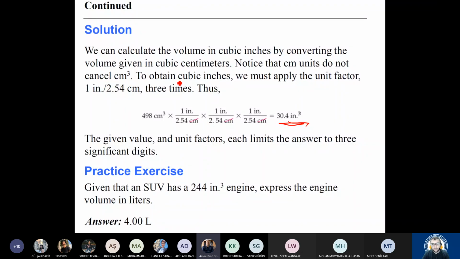Also in the exam, you can use your scientific calculators. So which one is easier for you? You can choose. And this is another homework for you. It is similar.